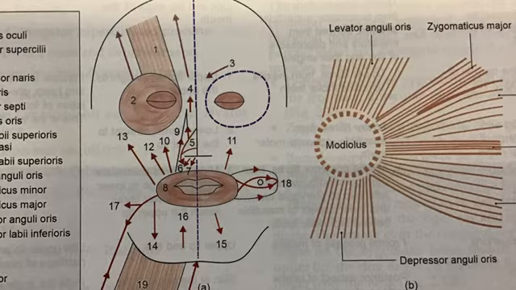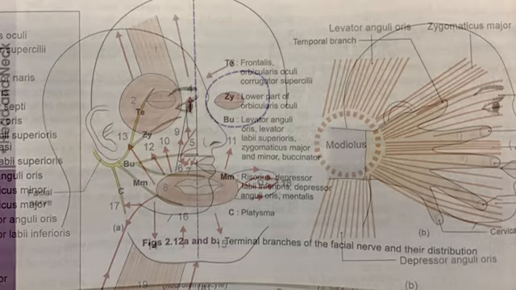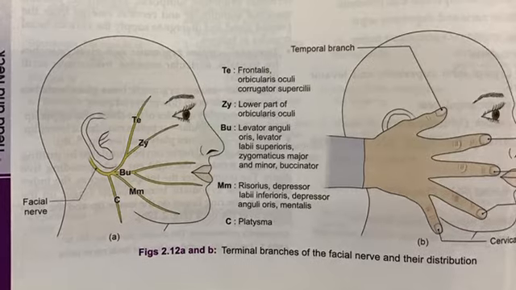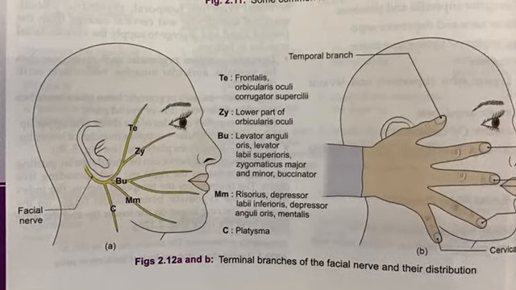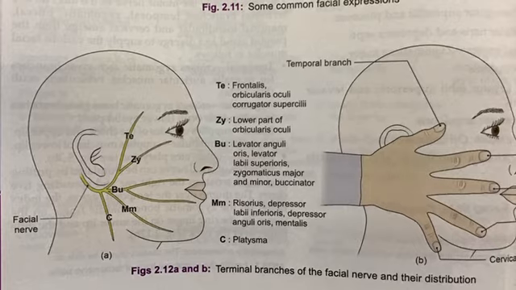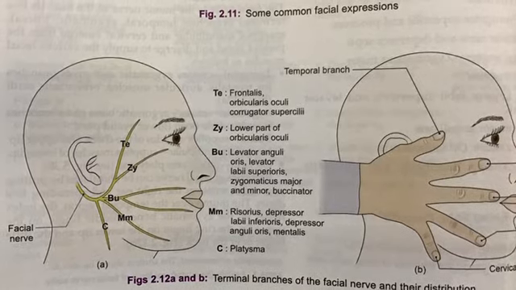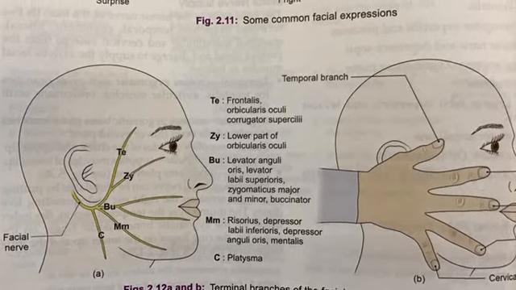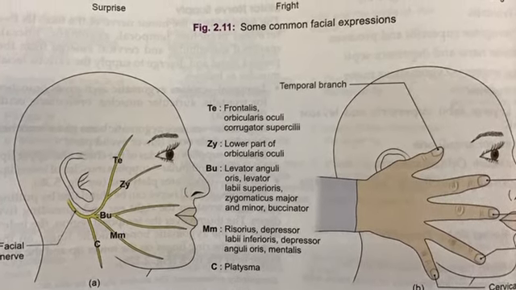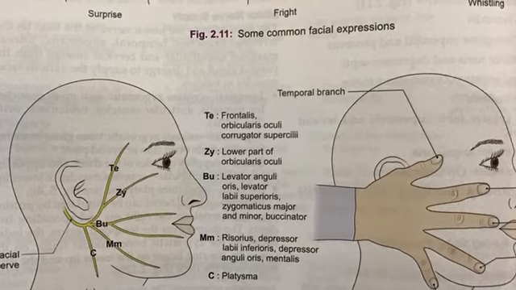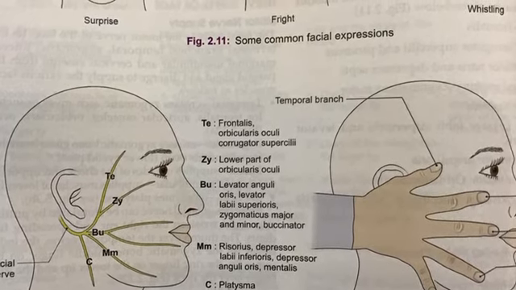These are the terminal branches of the facial nerve, which passes through the parotid gland. You can compare it with the five fingers of the hand. The uppermost branch is the temporal branch, then zygomatic branch, then buccal branch, marginal mandibular branch, and the cervical is the lowermost branch.